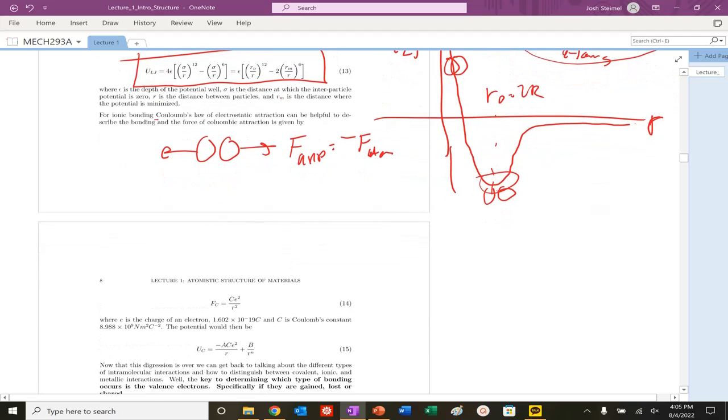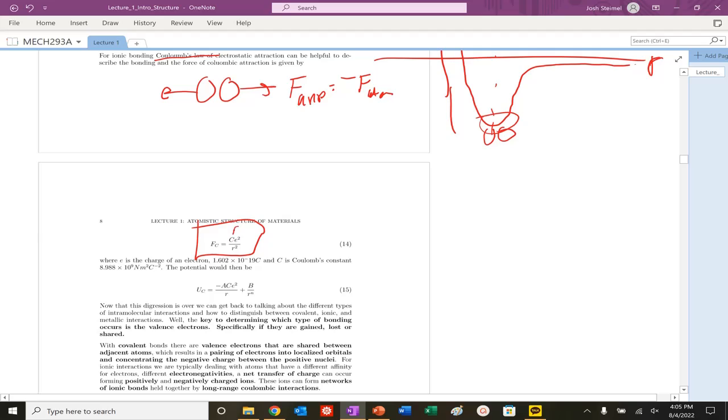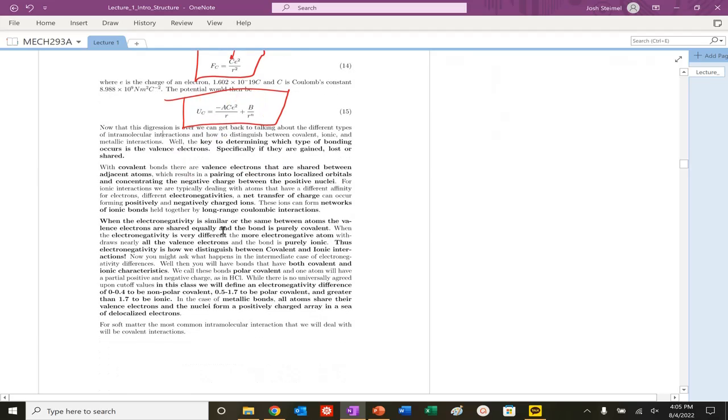You can see here a Coulomb potential. Again, fitting parameter C, function of r. You can look at the Coulomb force right here, and you can see here would be our Coulomb potential. So, last time we looked at this here.